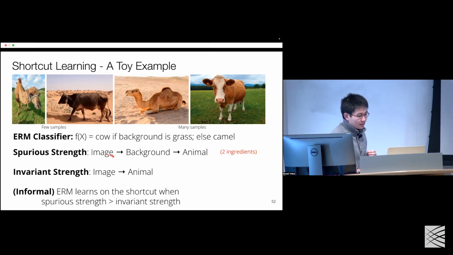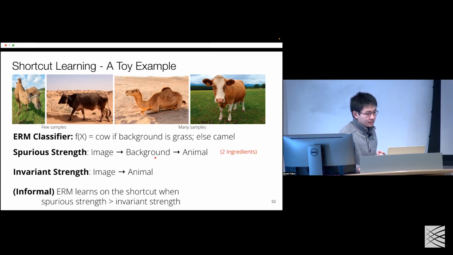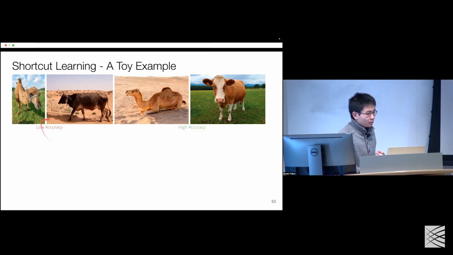The first ingredient is again that we can predict the attribute from the image. The second ingredient is that the attribute is correlated with the label itself. And we'll come back to this test in a second. Okay. So what we get if we use that ERM classifier is very, very low accuracy on these minority groups: the cows that are on sand and the camels on grass, right?